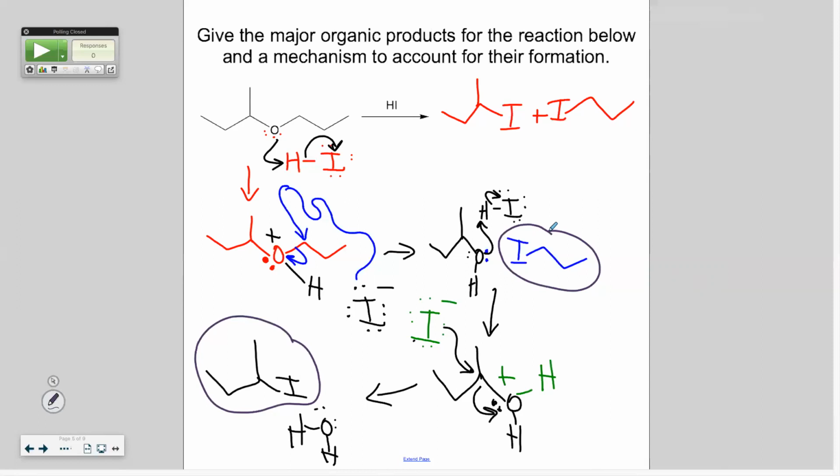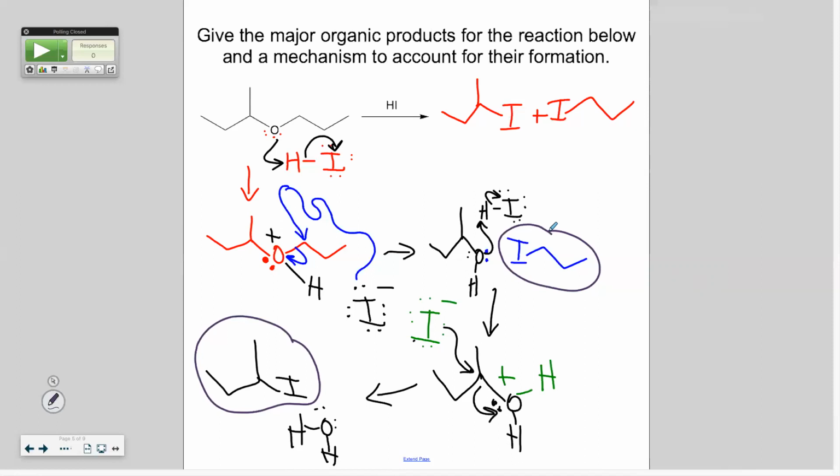Is one more favorable? No, because it's one on each side. So it doesn't matter which one you do first. Not really, but probably the primary one would be easiest, so it'll probably go first. Okay, what if this one was tertiary and you got down to this part? Would it be like this?